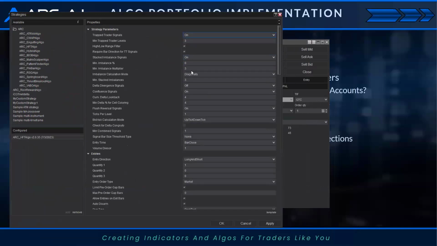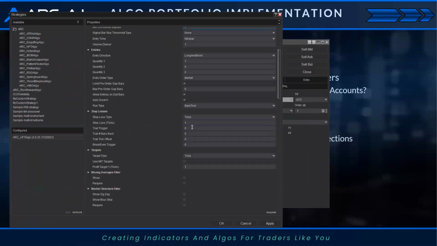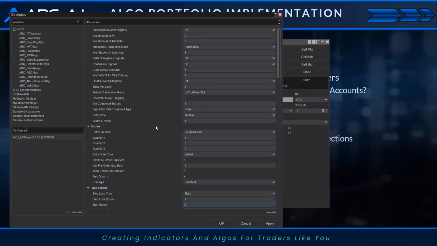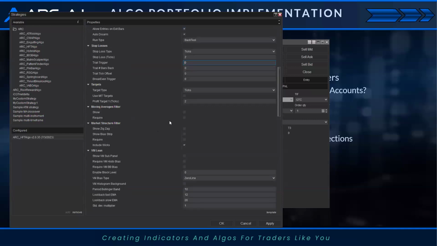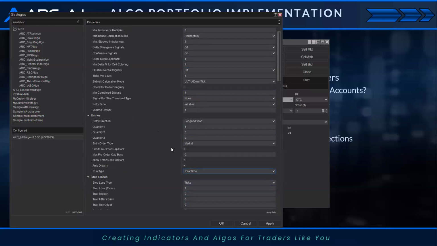Actually, let's just go stacked and balance, and we'll go horizontal, minimum 3, minimum 3. That's fine. Off, and we'll go intrabar. Long and short, and I'll just do 2 ticks on either side. Okay, and we're going to go in and ignore the trade time. This is set to back test. Let's do real time.